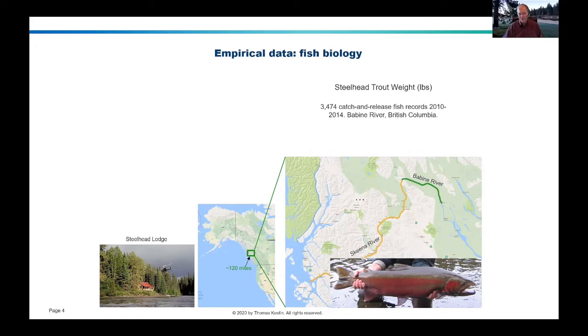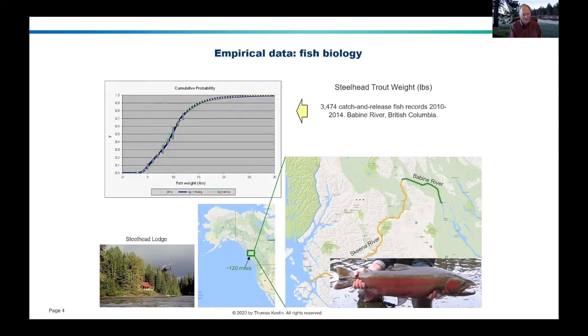3,474 steelhead trout that had gone up the Steelhead River and that were caught and released in the Babine River in northern British Columbia. And the plot of the data looks like this. And if you try to fit that with a log normal distribution, that's the green, you actually come pretty close. The plot of this data is all the yellow and the gray.